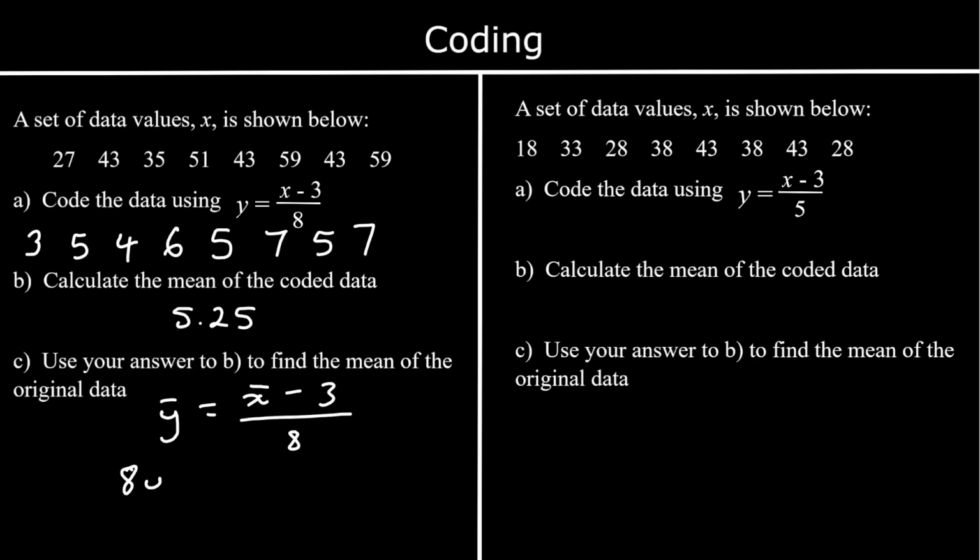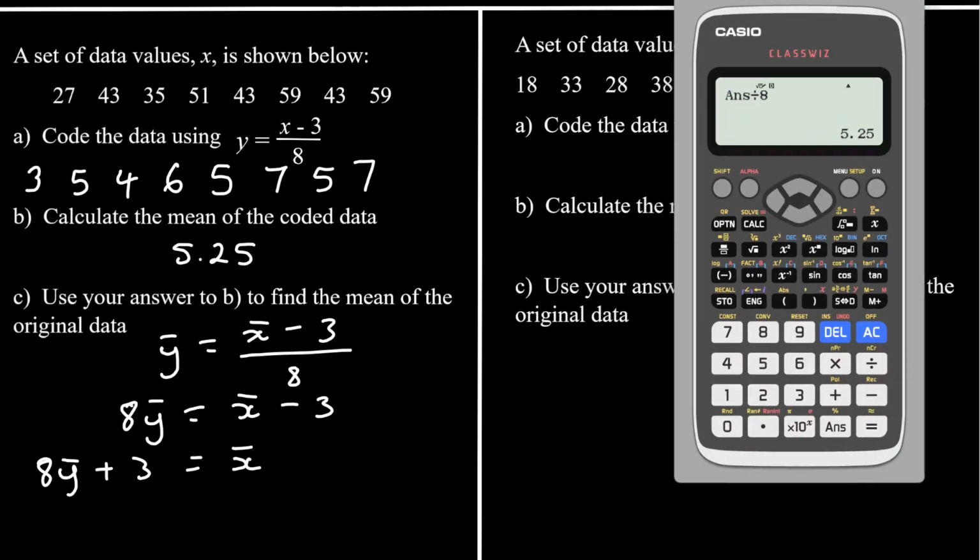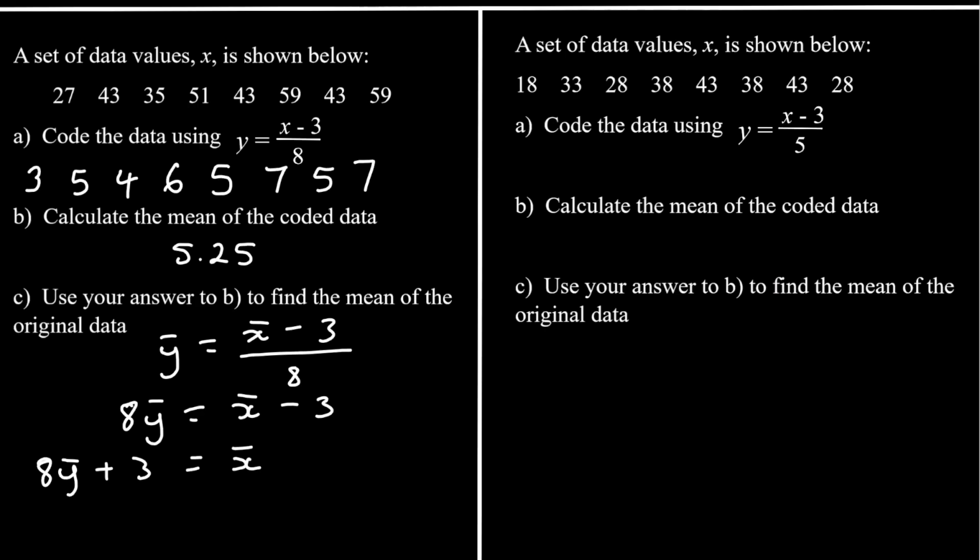So 8 times y bar is x bar minus 3. 8 times y bar plus 3 is going to be our x bar. So we're going to times by 8, then add 3. So we get 45. And the question for you to try, give it a go.